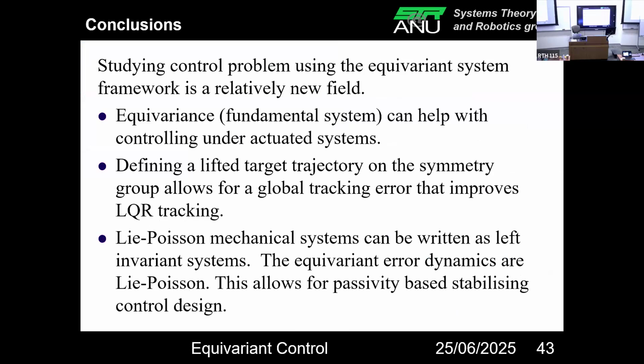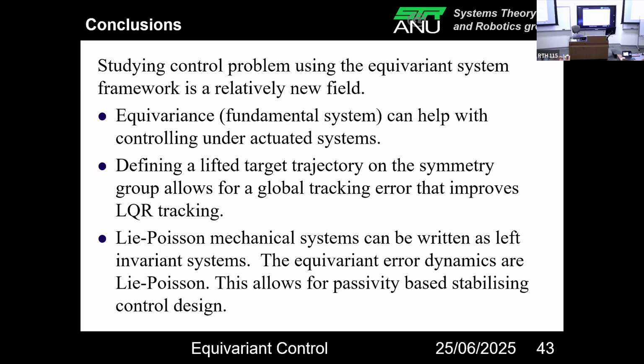Right, so studying control problems using equivariant systems is actually quite new, right? Geometric control is really old. Control problems are really only being studied in the last 5 years, although I should mention Mahony's work and Lee's work from 2008, 2010, I think it was. That's all basically very, very similar to this.